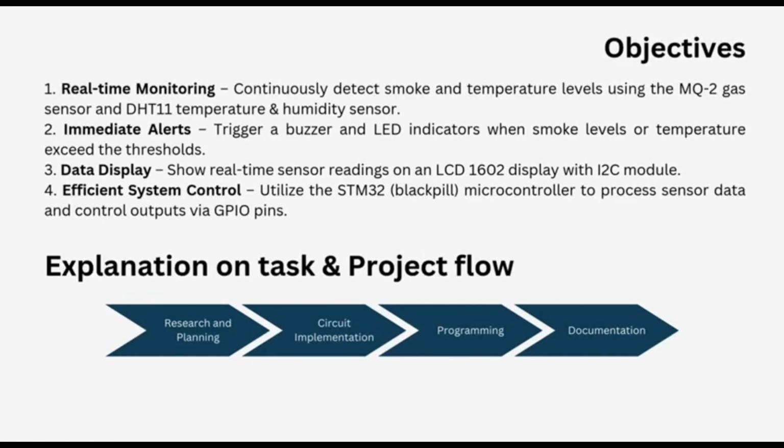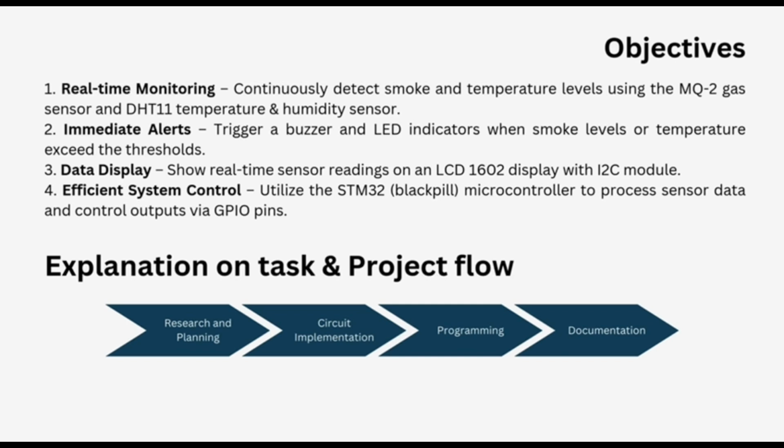The objective for this project is to continuously detect smoke and temperature levels using the sensors. The next one is to trigger a buzzer and LED when smoke or temperature exceed the thresholds. The third one is to show real-time sensor readings on the LCD display. The fourth one is to utilize the Blackpill to process sensor data and control output via GPIO pins.